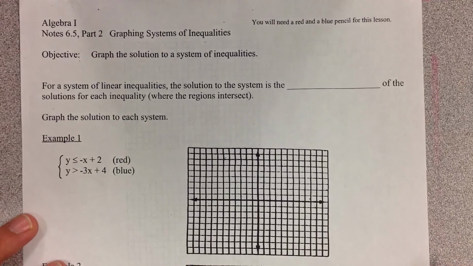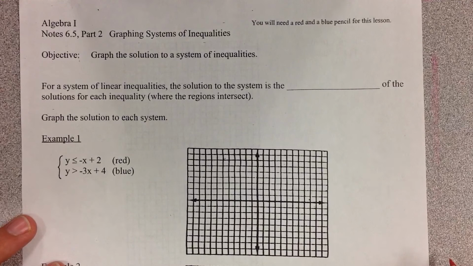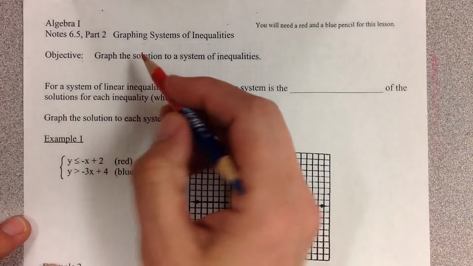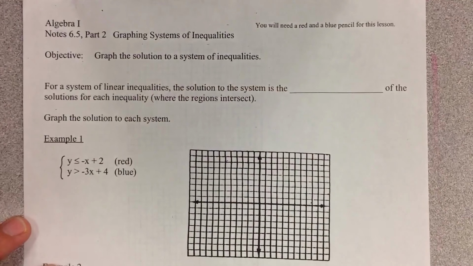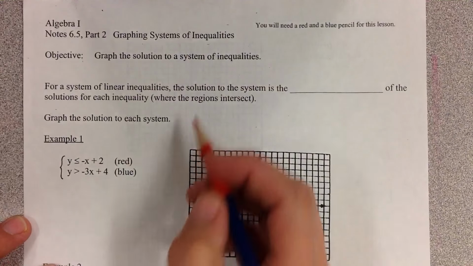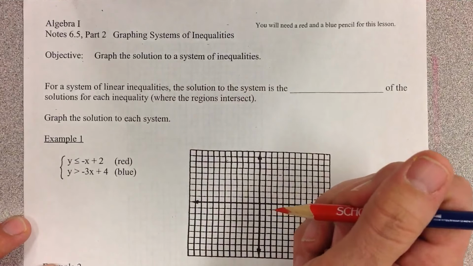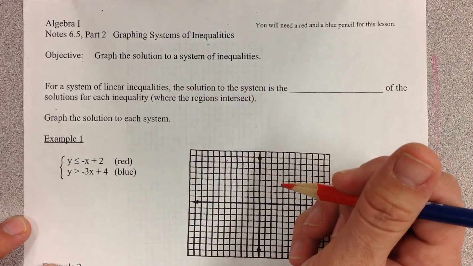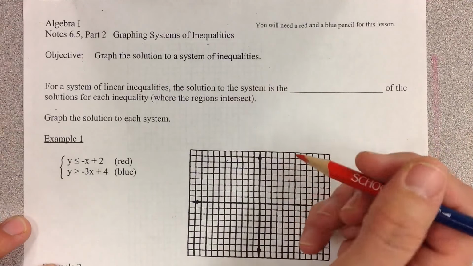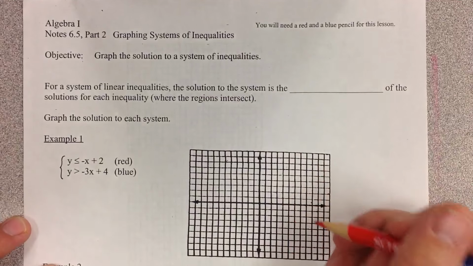Note 6.5, Part 2, Graphing Systems of Inequalities. Our objective today is to graph the solution to a system of inequalities. Just like when we found a solution to a system of equalities or lines, it was the intersection of those two lines, which was 1 point. For inequalities, it will be the intersection of their half planes.